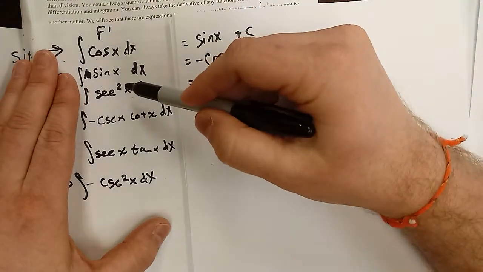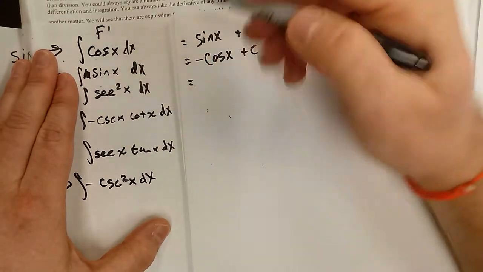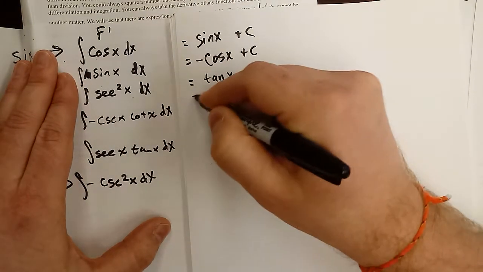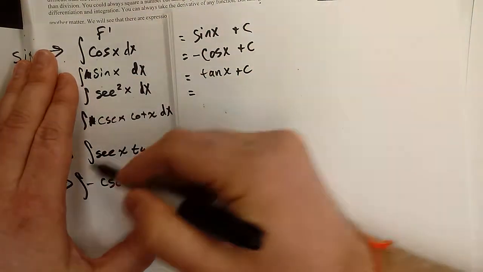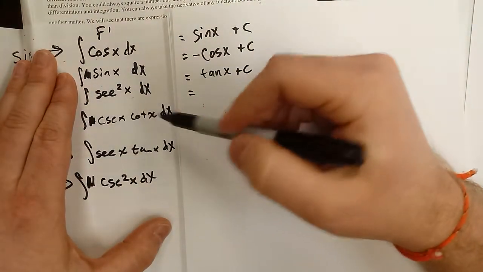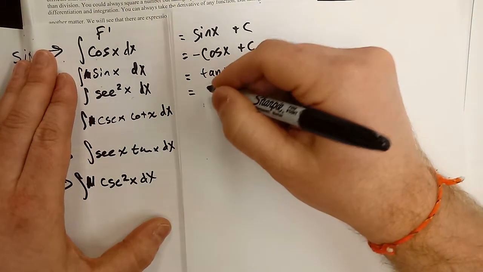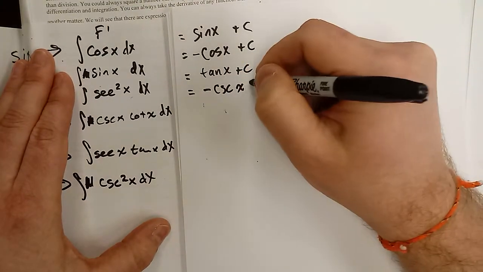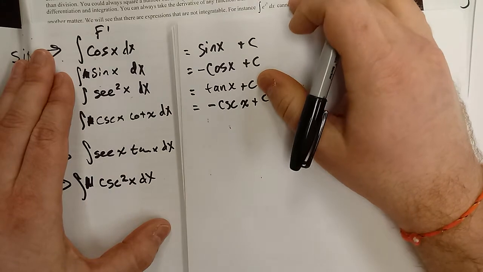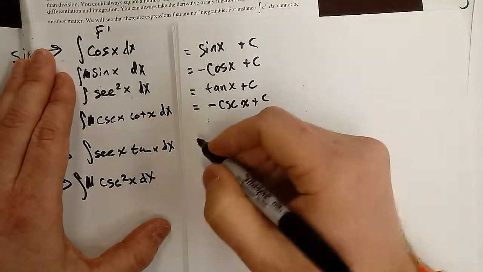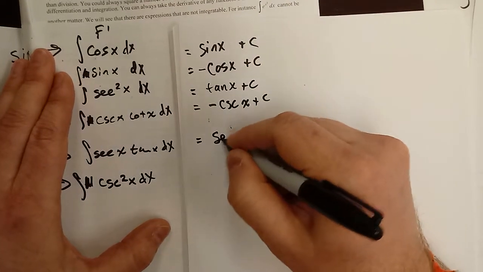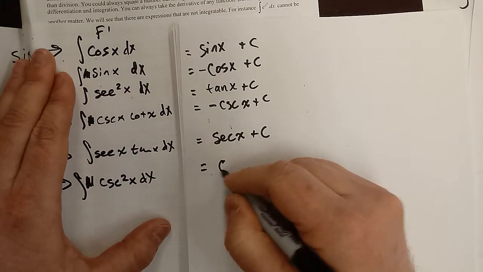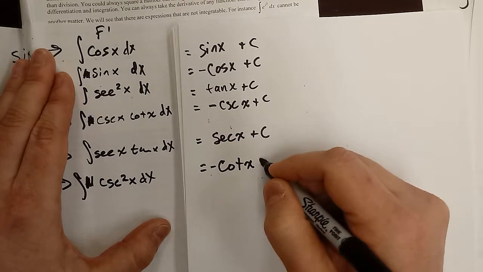So now we know the integral of secant squared. The integral of secant squared is just tangent. And same thing here. Let's cross out those negatives. So the integral of cosecant cotangent is going to be negative cosecant. And the integral of secant tangent is just going to be secant. And the integral of cosecant squared is just going to be cotangent, with a negative on it, plus c.